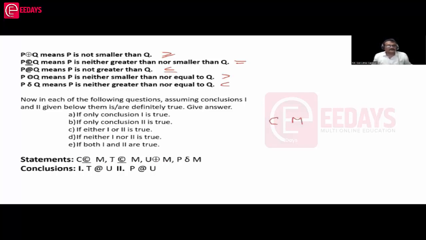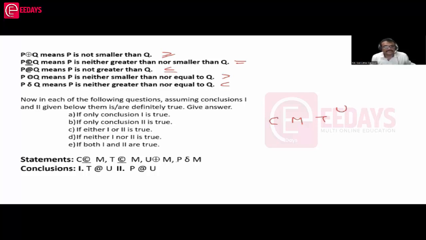And next, T and M, T is equal to M. Next, U is greater than or equal to M. That means U is greater than or equal to T, U is greater than or equal to C. Why? Because C, M, T all are equal.